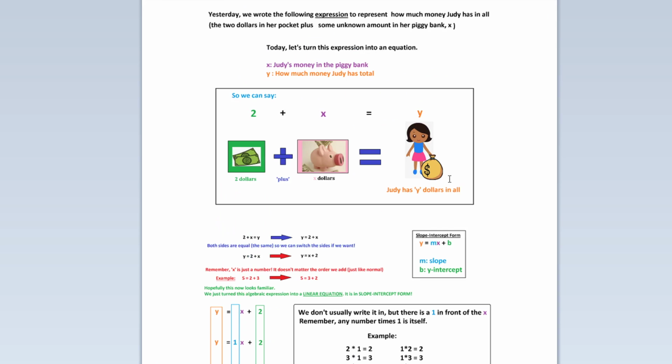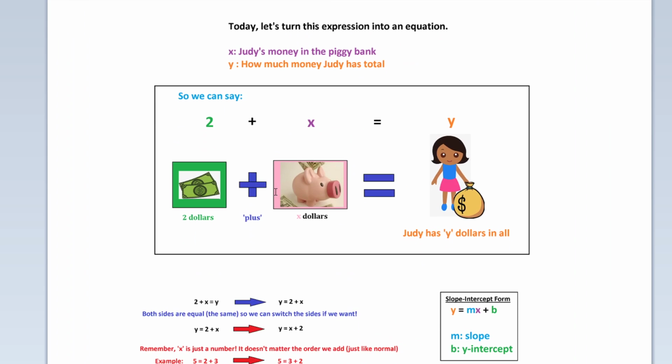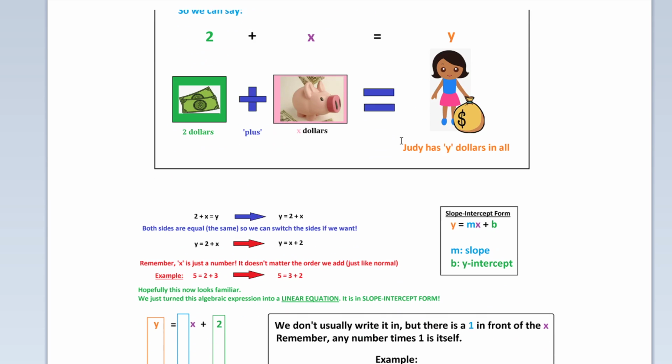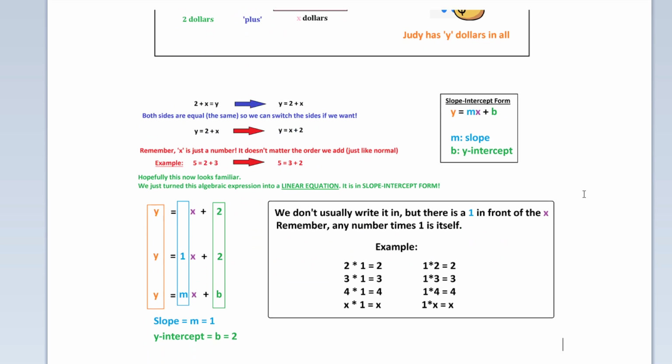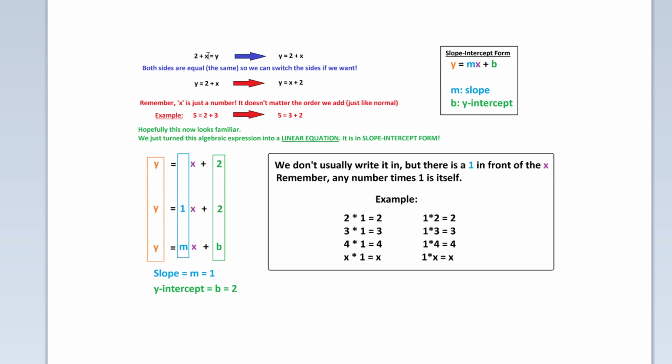So let me zoom in a little here. Okay, so she's taking the money in her pocket plus the money in the piggy bank. We're calling the money in the piggy bank x. And however much money she has total now will be y. Now let's take a look at this equation a little bit. So we're starting off with 2 plus x, and we said that's equal to y. So this might look a little different.